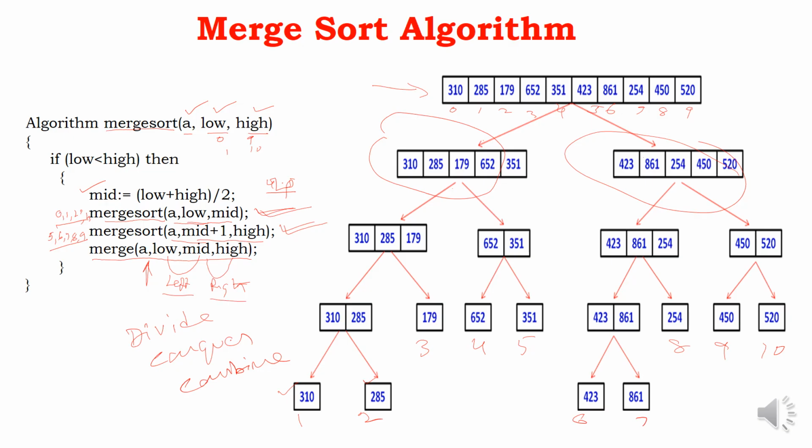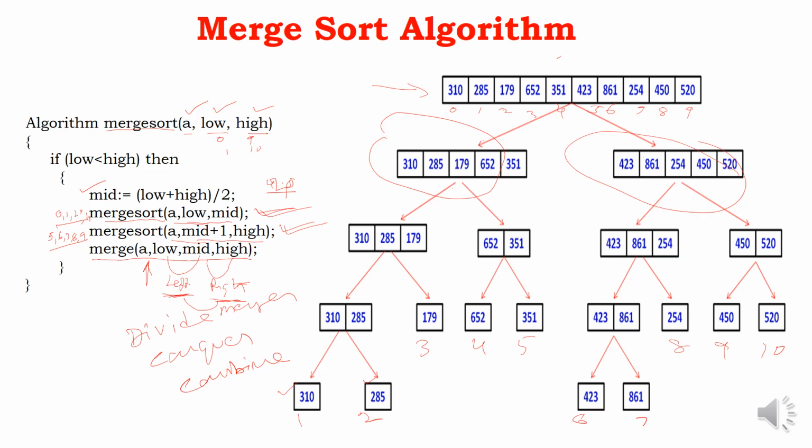A is an array; you are dividing the array into two halves, left array and right array, by using the mid element. Low to mid is the left array, mid plus 1 to high is the right array. Now if you have the left array as a sorted array and the right array as a sorted array, these two sorted arrays are merged together to form a bigger sorted array, the final sorted array.